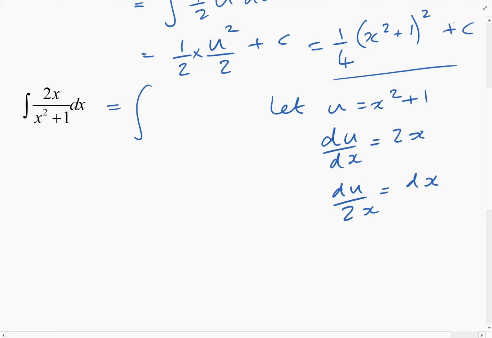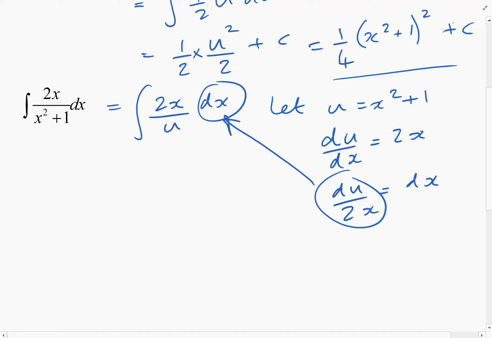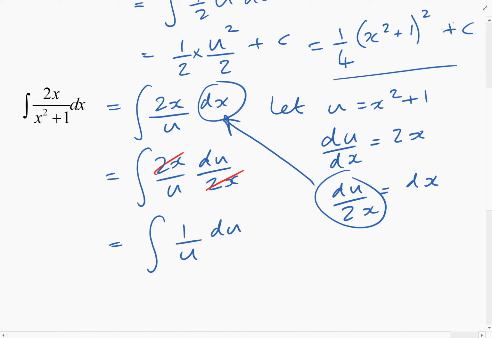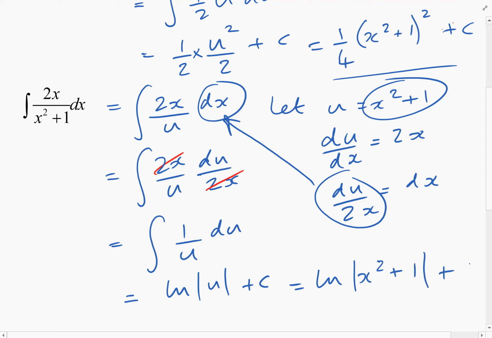And so the question will now become 2x over u dx, and we can swap that dx for this, and the question is now 2x over u du over 2x, and so these are going to cancel. So actually all we have to do to integrate now is we're just integrating 1 over u, which is going to give us ln u plus c, and don't forget to put the x's back in. So the final answer is ln of x squared plus 1 plus c.